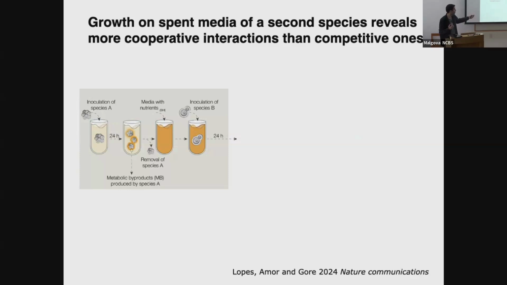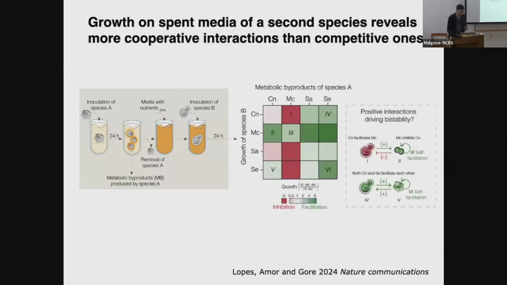So what we want to know is whether this species is going to grow worse or better in the media that the other one has used, compared to when this species will grow in fresh media. Okay, so we saw a lot of bistability. What we were expecting was a lot of competition, so that many species will not grow well in the medium of other species. But this was not what we saw.